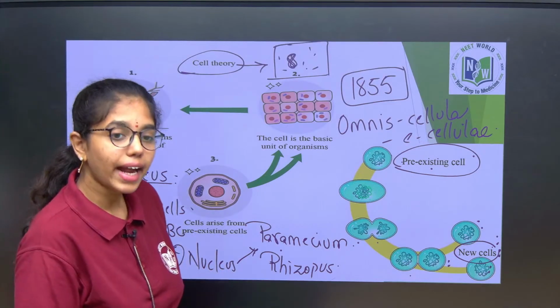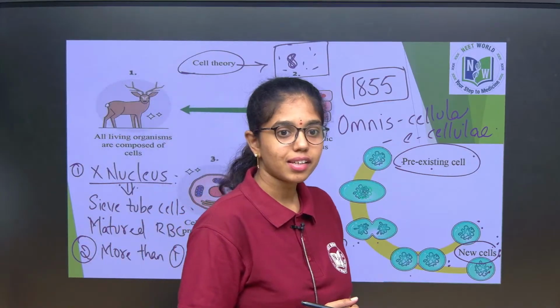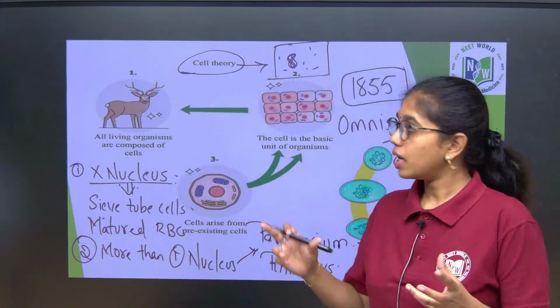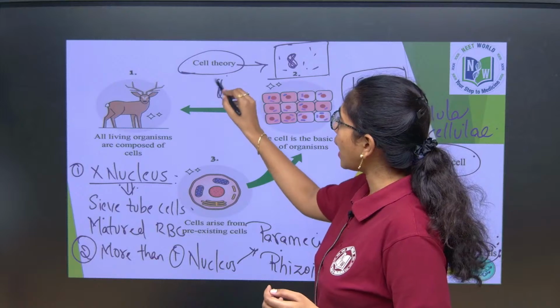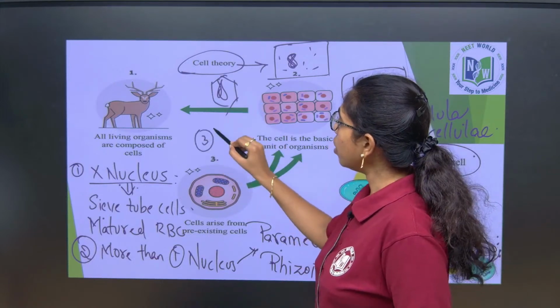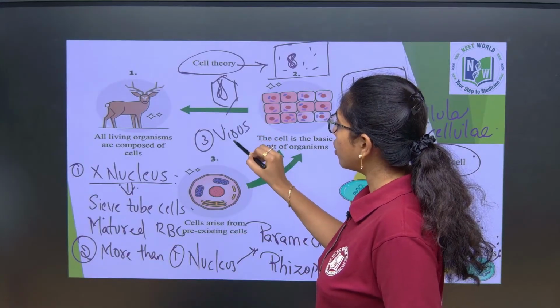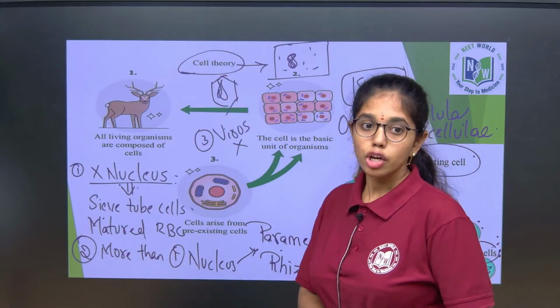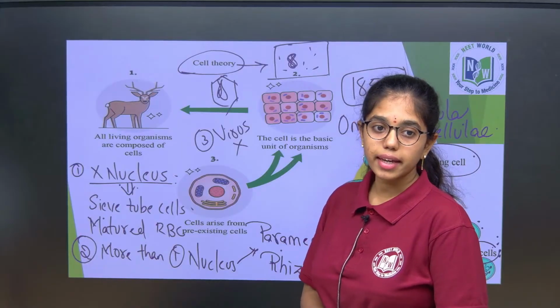To living entities like viruses, they do not have a cell, they just have a genetic material and a protein coat like this. To viruses also cell theory is not applicable, fine. So, what are the exceptions of cell theory?